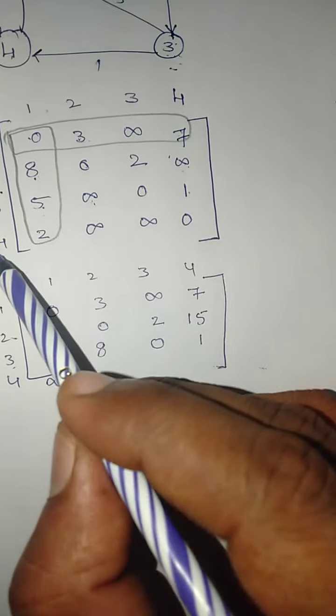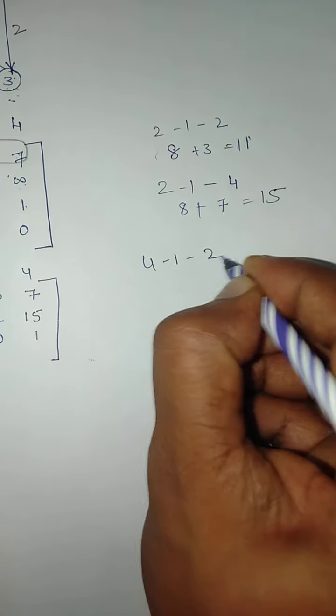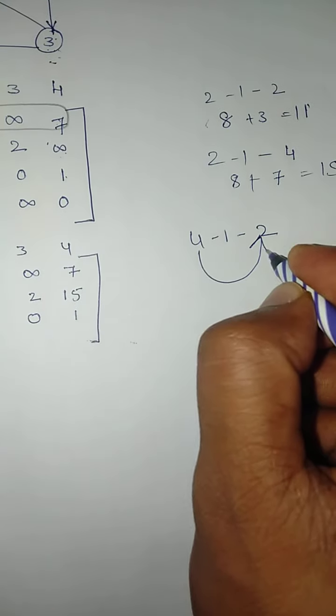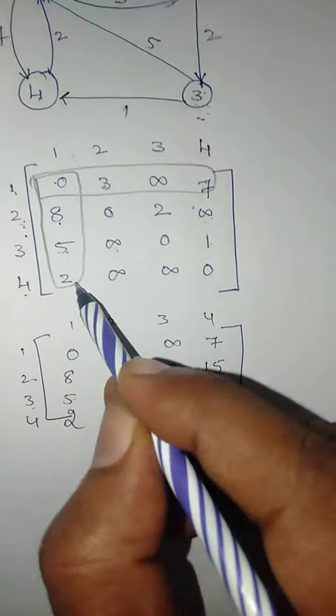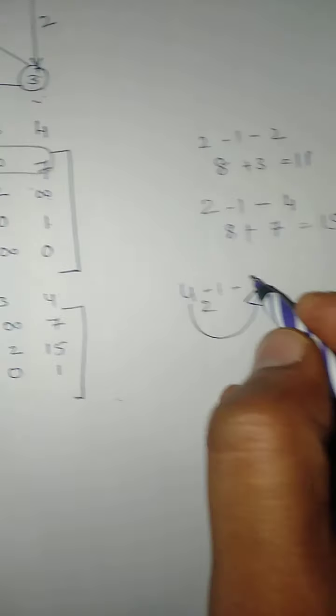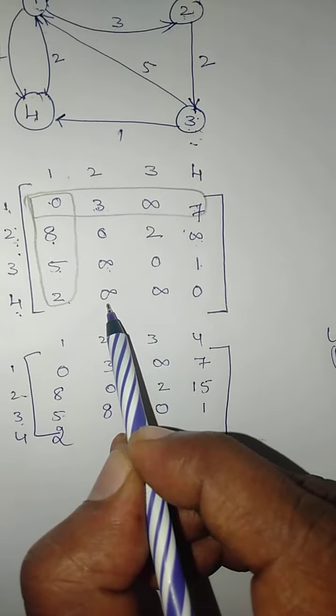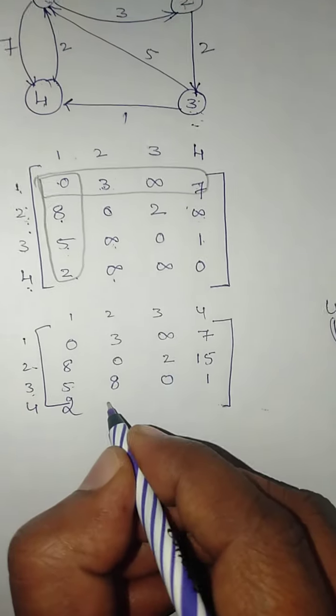Next, here 4 to 1 and 1 to 2. Therefore, there is a path from 4 to 2. 4 to 1, what is the cost? 2. And from 1 to 2, what is the cost? 3. So, total cost is 5. Therefore, 4 to 2 cost is 5 and currently 4 to 2 cost is infinity. So, 5 is less than infinity. I will replace 5.